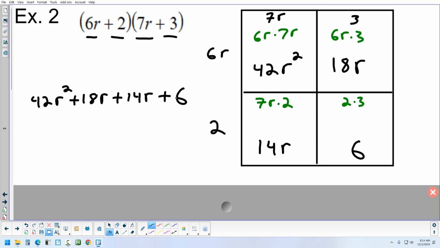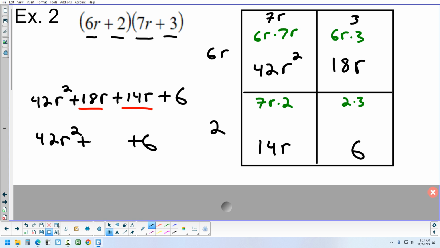Are there any there that I can combine together? We're looking for anything there that would be like terms. Yep, you can combine 18r and 14r. Okay, those are the only like terms. The 42r squared, you can't combine that with anything else unless you see something else with an r to the second, and there isn't. The 6, you can't combine that with anything either.